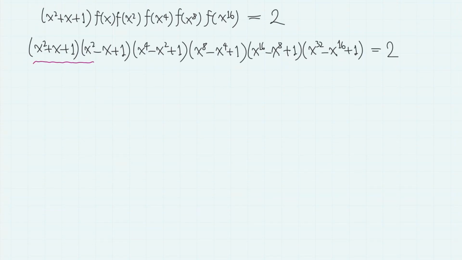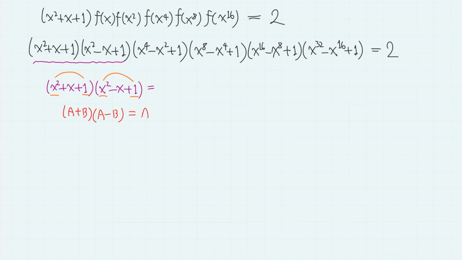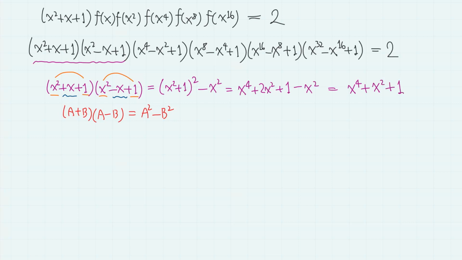Here, let's focus on the first two polynomials. Let's multiply them. If we consider this common part, x squared plus 1, as a single variable, then this is basically in the form (a plus b) times (a minus b), which gives a squared minus b squared. So we have first (x squared plus 1) squared, then minus x squared. So we have x to the power of 4 plus 2x squared plus 1 minus x squared. So we have x to the power of 4 plus x squared plus 1.